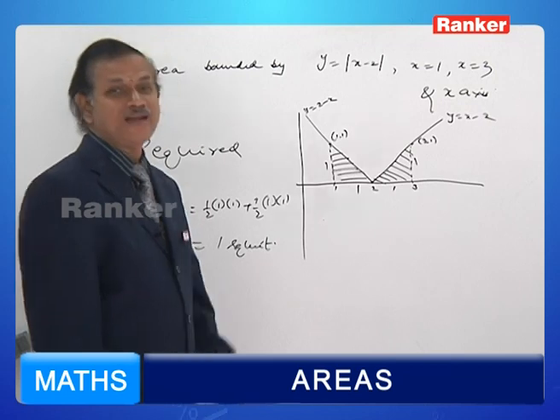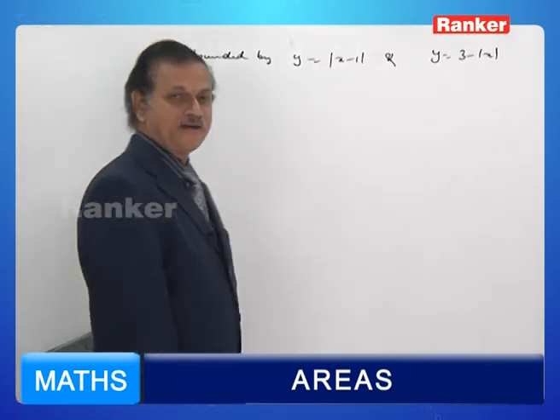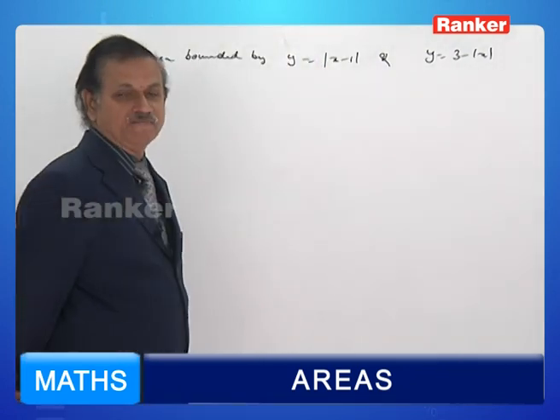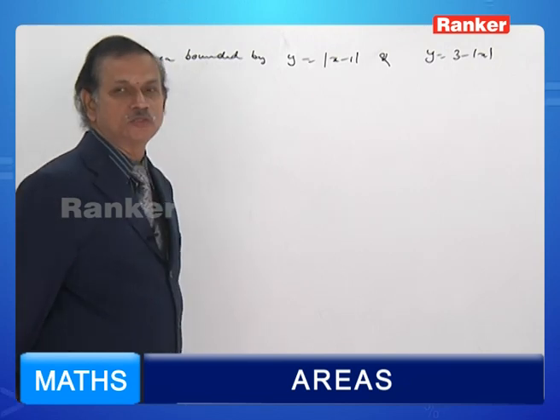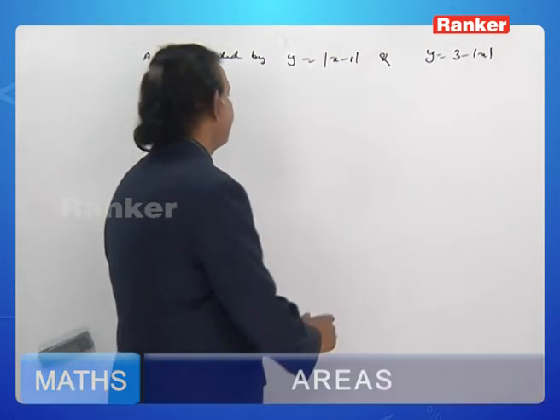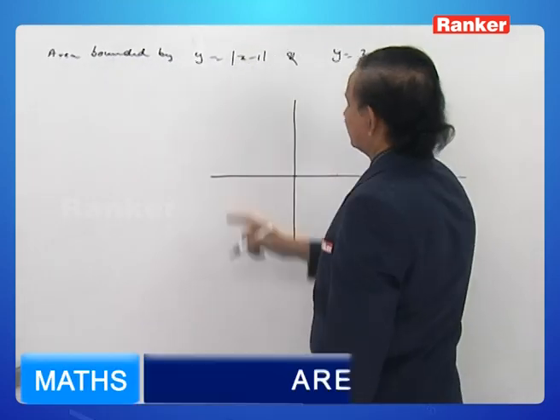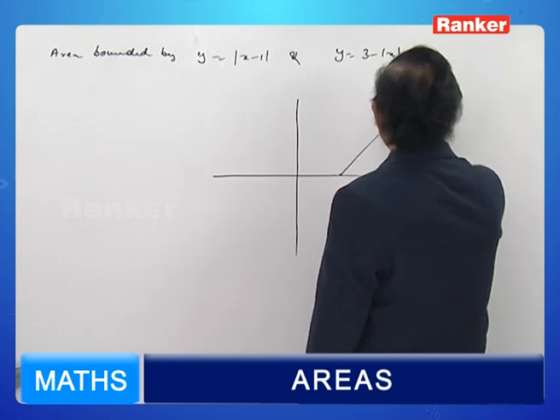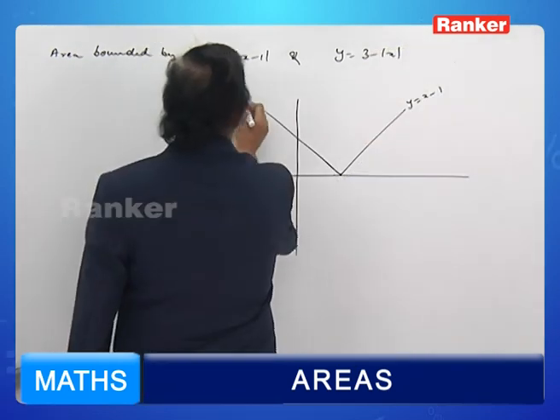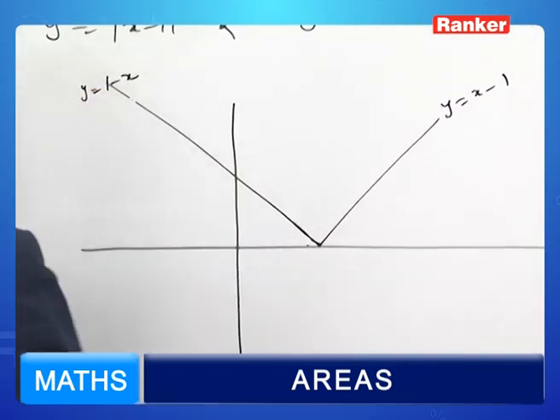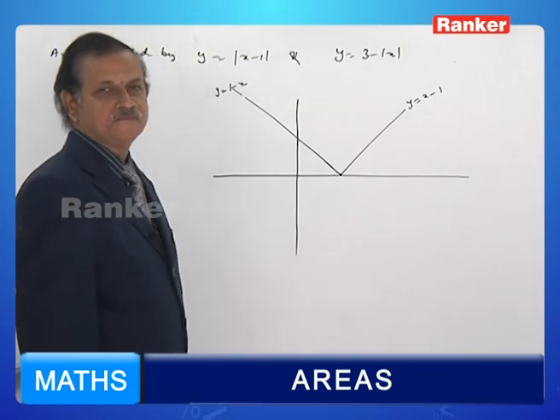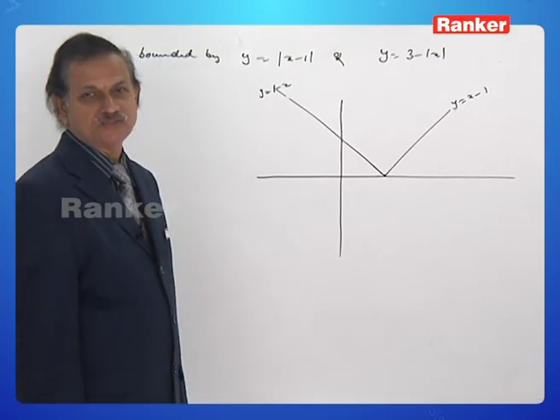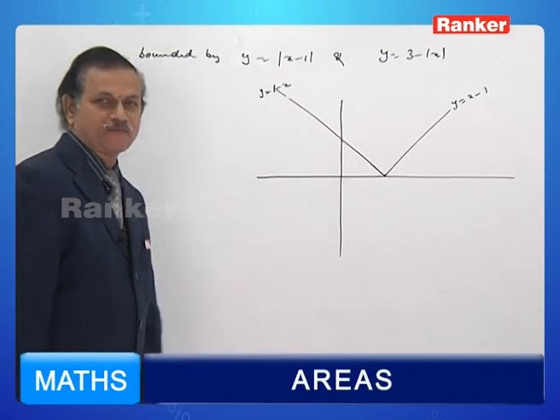Yes, let us observe one more such problem. Next question is ready on the board for us. You please follow that. The area bounded by y is equal to mod x minus 1 and y is equal to 3 minus mod x. Let us observe the graph. This meets the x-axis at x is equal to 1, of course. This is y is equal to x minus 1. This is y is equal to 1 minus x. I would have taken the first or second quadrants only because y is equal to mod x minus 1 is given. That is, y is always positive. You are not supposed to enter into either the third quadrant or the fourth quadrant.